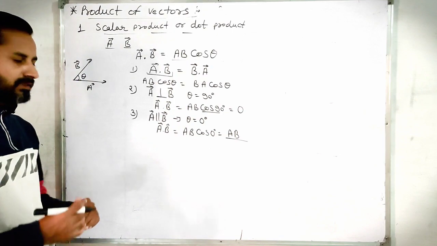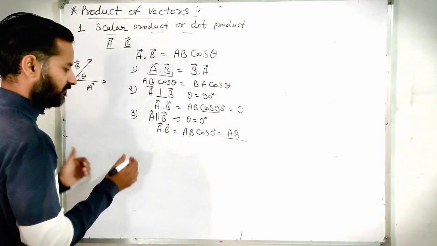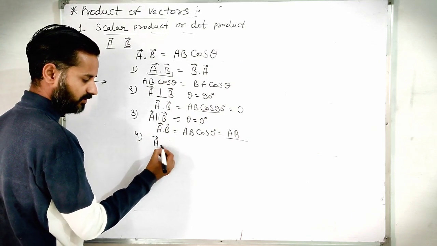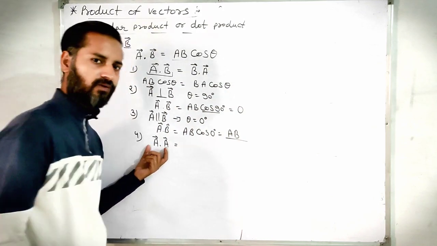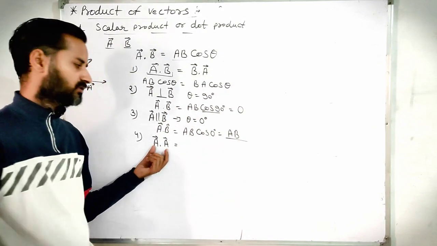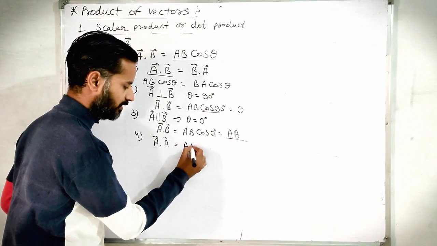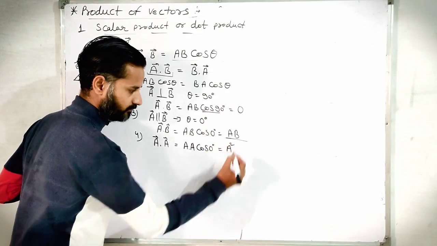Now next one is the dot product of a vector with itself. So we want the dot product of A with A vector. Since both are the same vector, the angle between them will be 0. In this case, we get A multiplied by A cos 0 and we get A square.